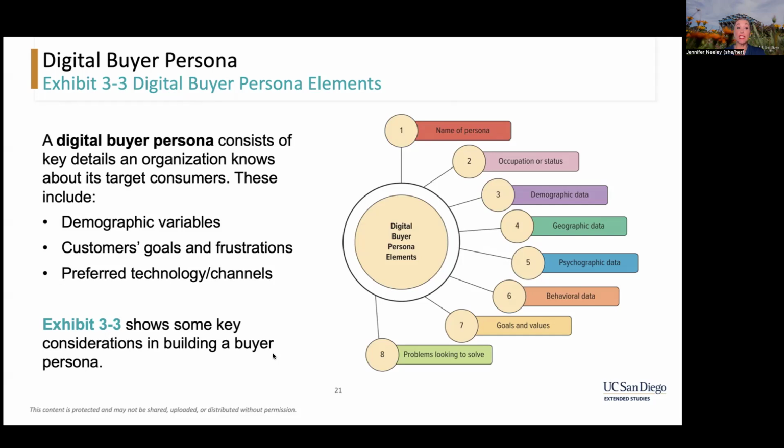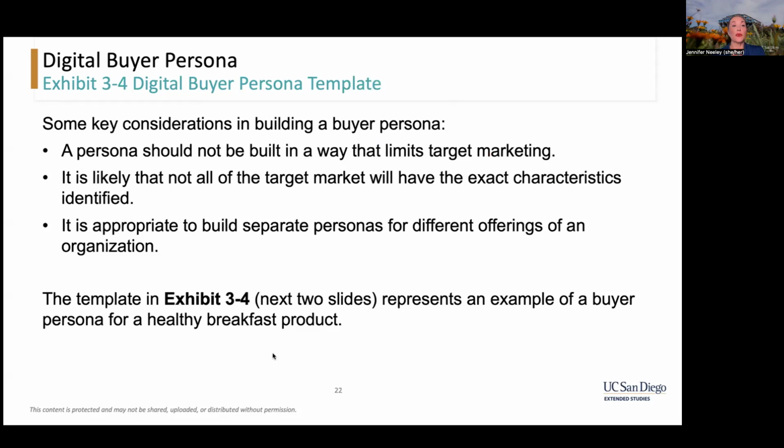So we see here in the exhibit, there's some key considerations in building some buyer personas. We see the name of the persona, occupation or status of an individual, demographic data, geographic data, psychographic data, behavioral data, goals and values, and problems looking to solve. So those are the initial 8. Let's walk through this. So Exhibit 3-4, digital buyer persona template.